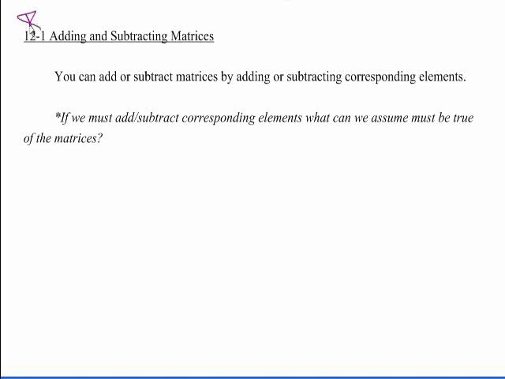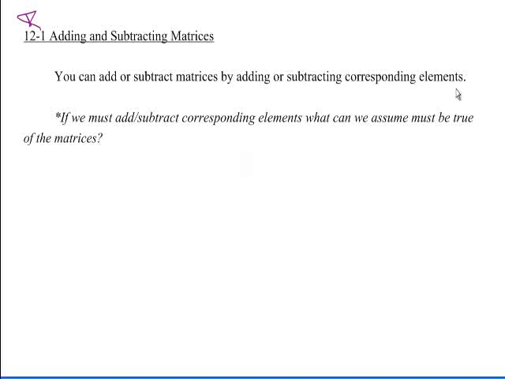Alright, in chapter 12, there's a lot of different ideas. One of the first things we're going to do is add and subtract matrices. Since you're going to find this to be really simple, I hope, we're also going to do scalar multiplication. So you can add or subtract matrices by adding or subtracting corresponding elements. It doesn't really make any sense until you see what it is.